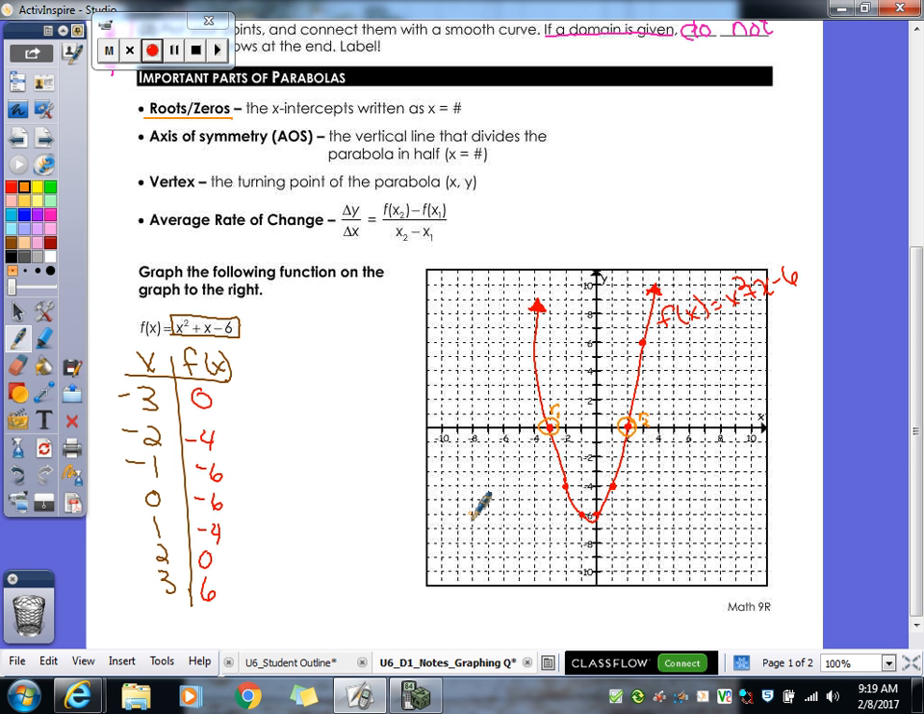So when we write our roots, we always have to say x equals and whatever the number is. So right here, my first root would be at x equals -3. My second root is at x equals what? +2. So that's how we would write our roots. X equals -3, x equals +2.